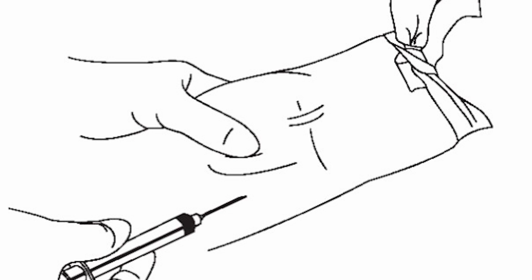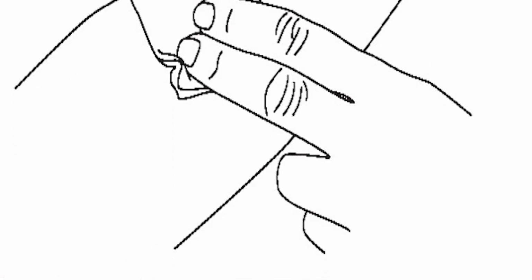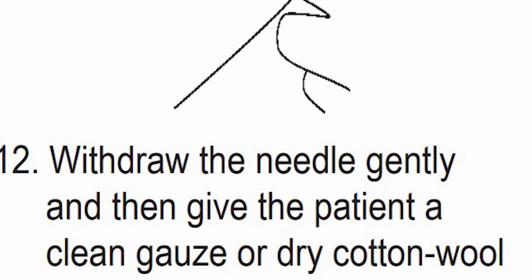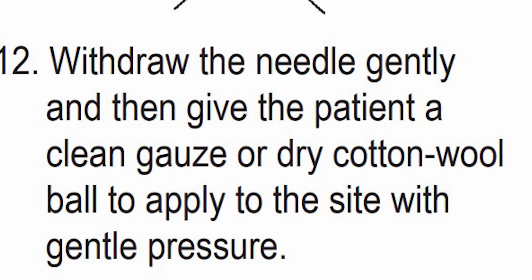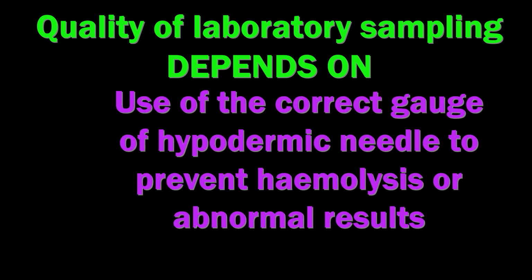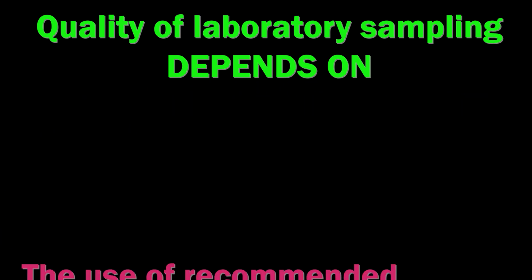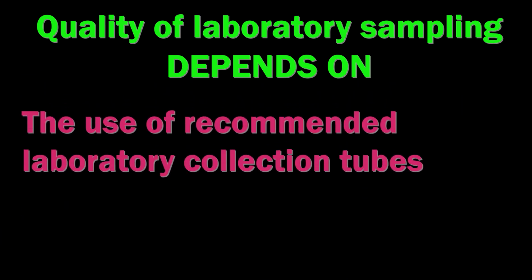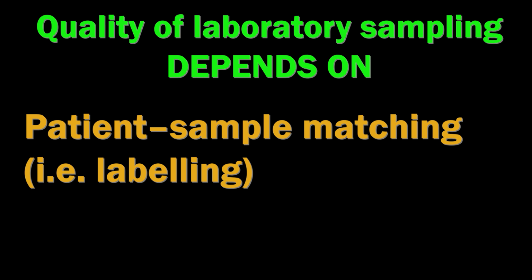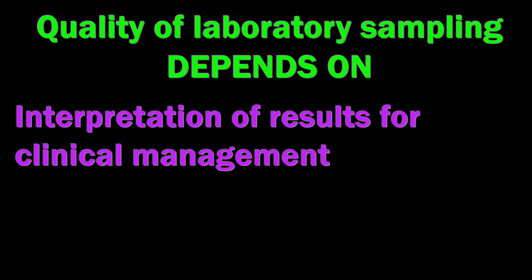Release of tourniquet. Once sufficient blood is drawn, release the tourniquet before withdrawing the needle. Withdraw the needle gently and apply gentle pressure to the site with a clean gauze or dry cotton wool ball. Ask the patient to hold the gauze or cotton wool in place with the arm extended and raised. Ask the patient not to bend the arm, as this causes hematoma. If the patient is on anticoagulant therapy, apply extra pressure.